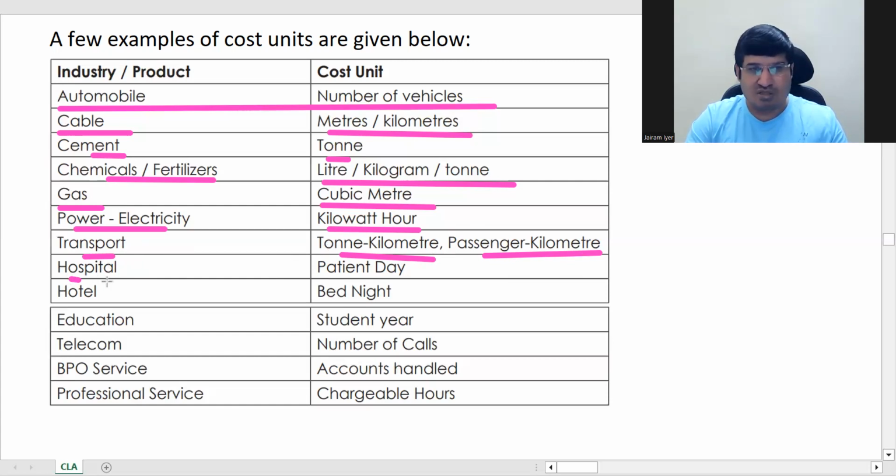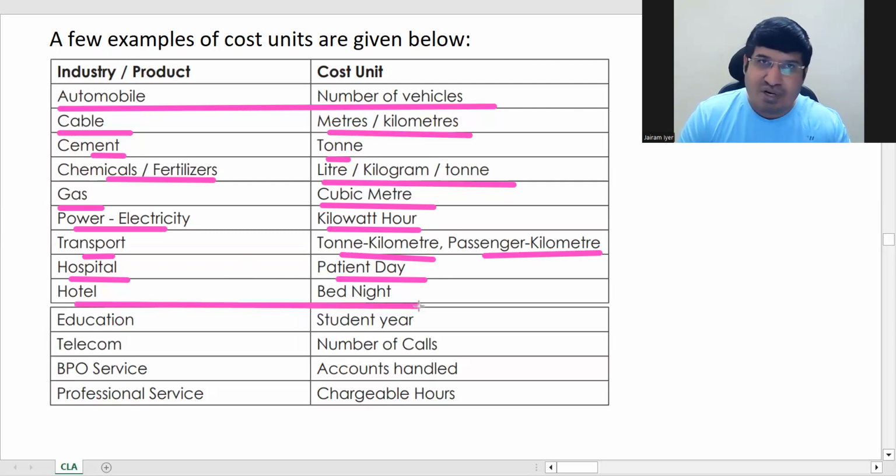Then hospital, patient a day: 1 patient for 1 day. If it is a room with more than 1 bed, then it will also be bed a day, the cost of 1 bed. Hotel, per night. You would all know this, like somewhere or the other we go for picnics and you would have stayed in hotels. You know that they quote per night. Per bed, per night.